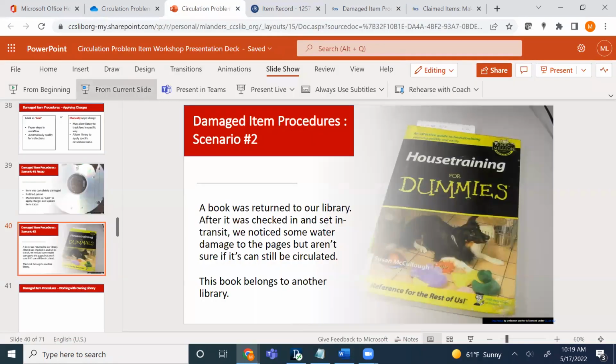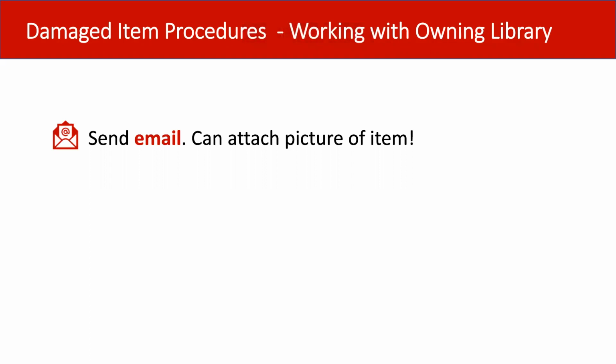Now, there are a couple of different ways that you can work with the owning library. The easiest way, and the one I recommend starting with if you can, is to take a picture and attach it to the email to the owning library. This way, the owning library has a visual to assess the item without sending it back and forth.